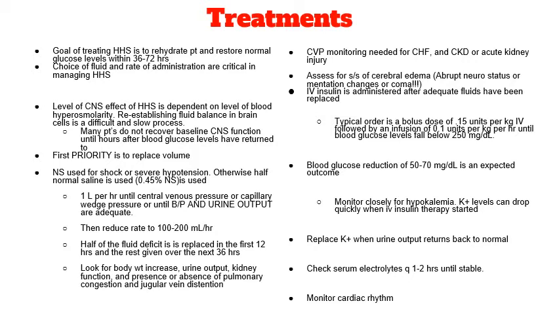Treatments. So the goal of treating HHS is to rehydrate the patient and restore normal glucose levels within 36 to 72 hours. Choice of fluids is very important and critical in managing HHS. Level of CNS effect of HHS is dependent on level of blood hyperosmolarity. Reestablishing fluid balance in the brain cells is difficult and a slow process. Many patients do not recover baseline CNS function until hours after blood glucose levels have returned.